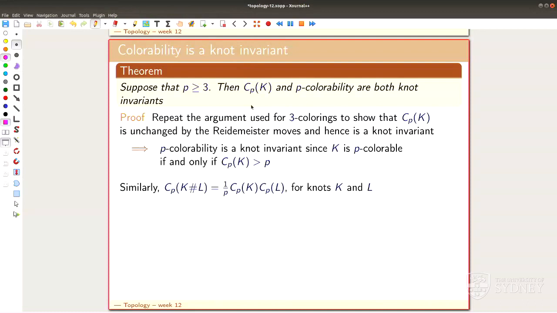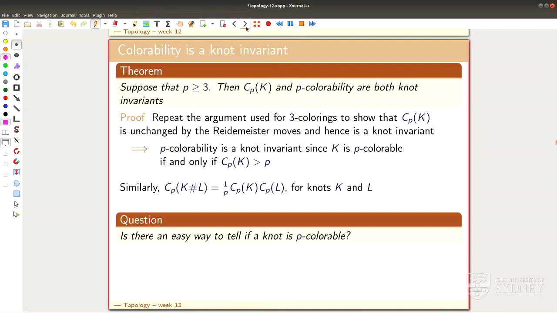Without bothering with too many of the details, if you look at the proofs of those facts that we have for the 3-coloring, they go through word by word for p-coloring: just replace every appearance of 3 by p. For example, we have this little equality here from the hash to the product and 1 over p, which again shows that there are infinitely many knots if you just find one of them that is, say, 5-colorable or something.